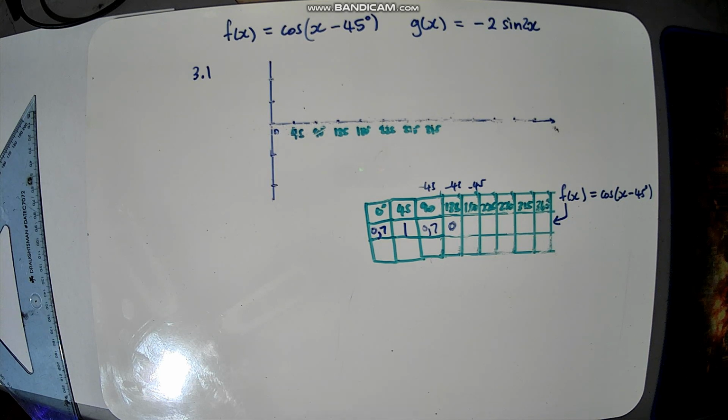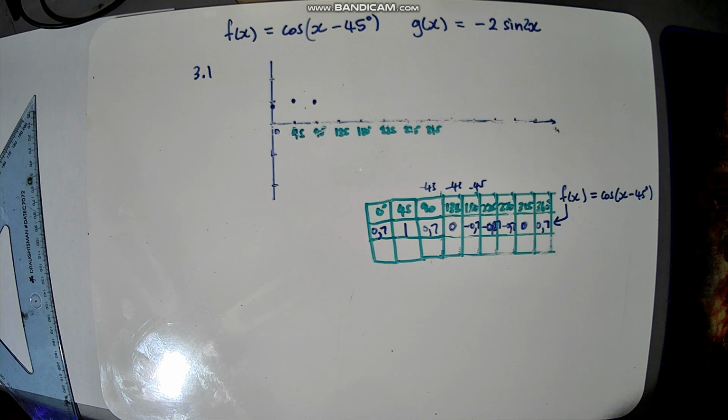Cos 135 is negative 0,7, cos 180 negative 0,87. Cos 225 negative 0,7. Cos 270 is 0. Cos 315 is 0,7. Let's plot it. Plotting the first 3 points, we have 0,7, 1, and 0,7, all on the positive. That is for 0, 45, and 90.